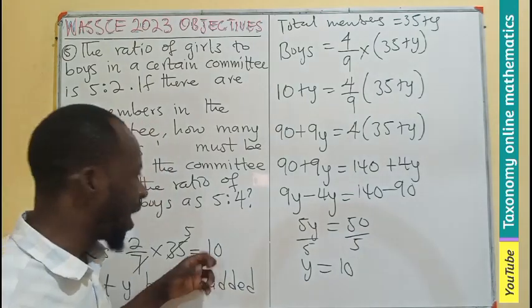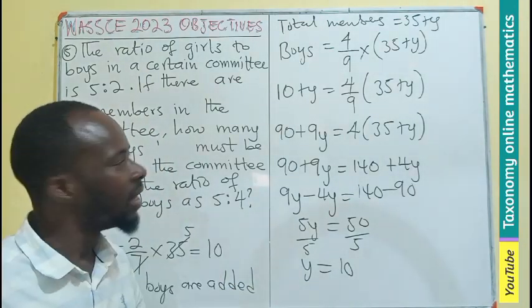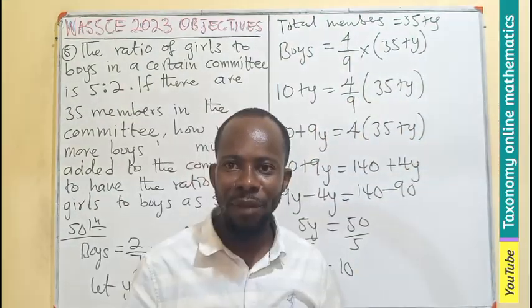So 10 plus 10, meaning the boys will now be 20 in the second committee, if the members have moved toward 45. All right, thank you for watching.